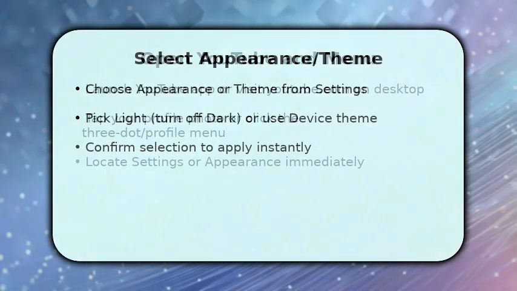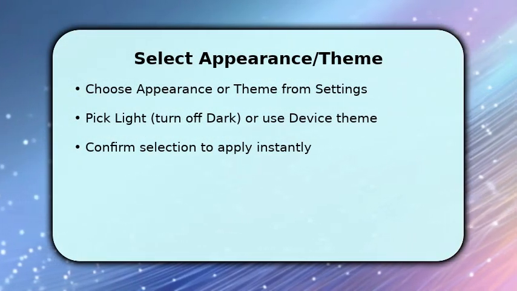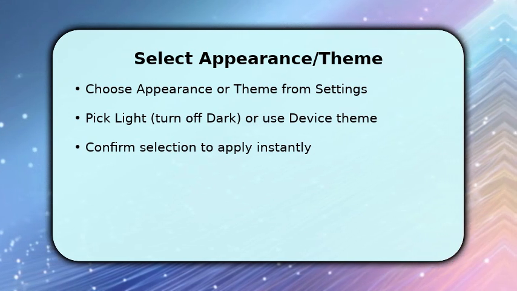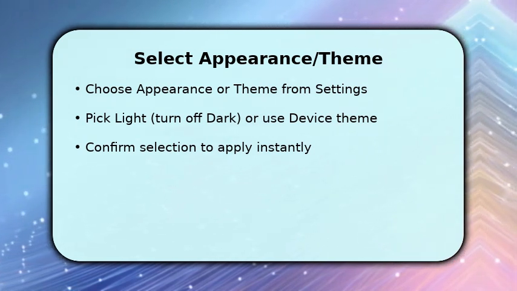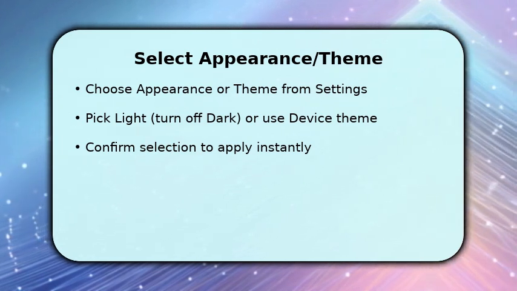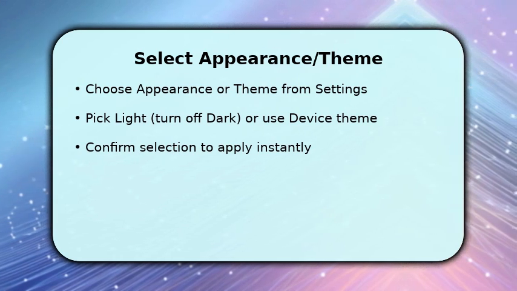You'll see choices like use device theme, dark theme, and light theme. If your goal is to turn off dark mode, pick light theme explicitly. If you prefer YouTube to follow your device, pick use device theme instead. Once you tap light, YouTube applies the change immediately.